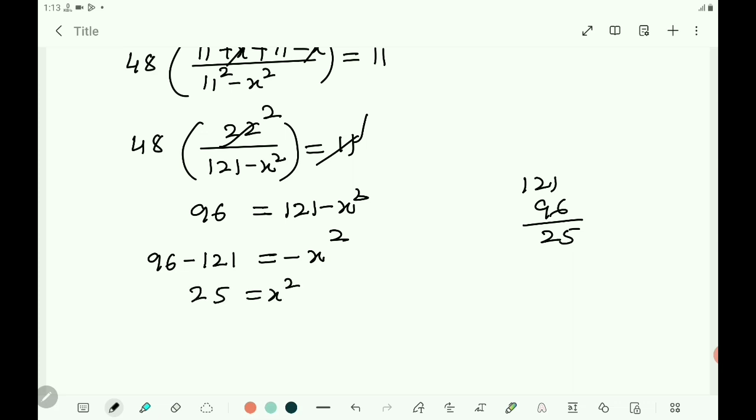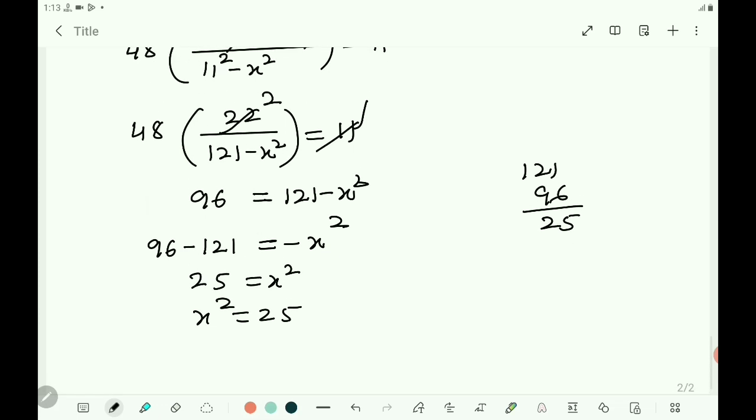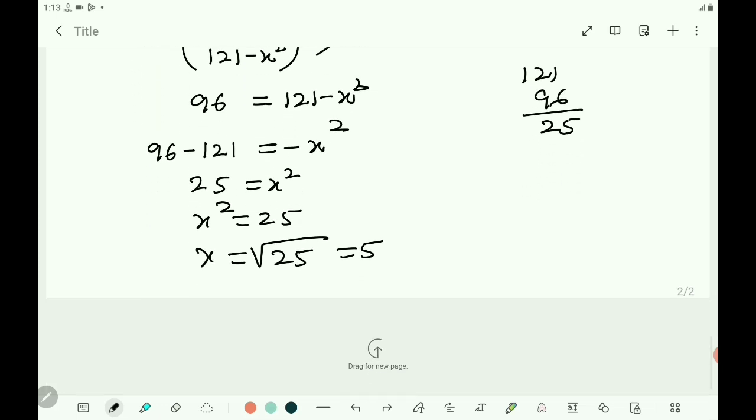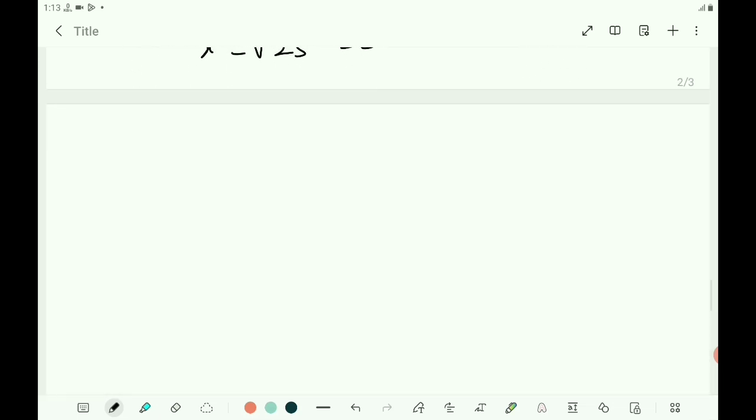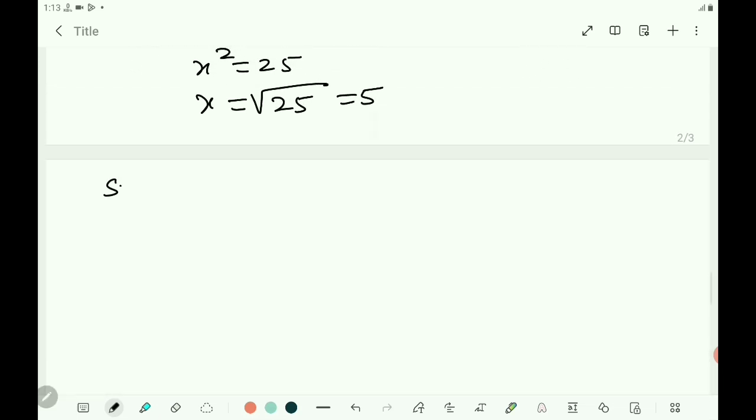You got 25. 25 equals x square. That is nothing but x square equals 25. Then x equals root 25, which is equal to 5. Here we have to consider 5 only, positive only. Then you write x equals 5. You got that is the speed of the stream. Speed of stream equals 5 km per hour.